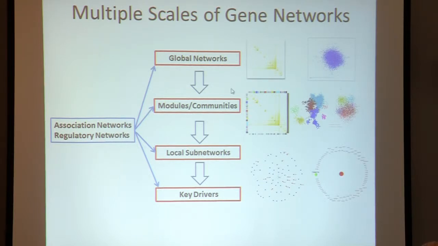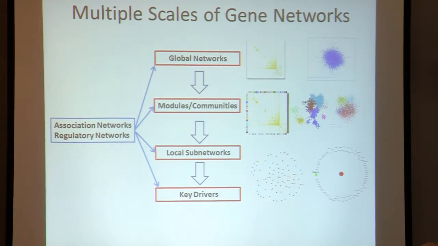So to compensate for this kind of noisy network, we try to put together multiple types of networks. We call it a multi-scale approach to identify the true signals and also the key regulators for those subnetworks of our interest.